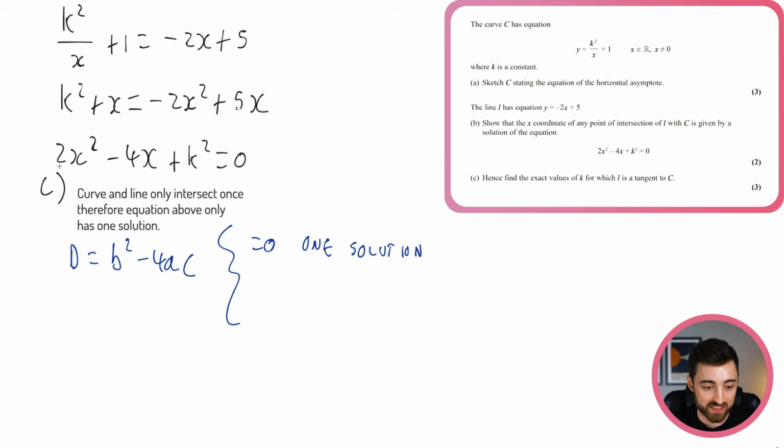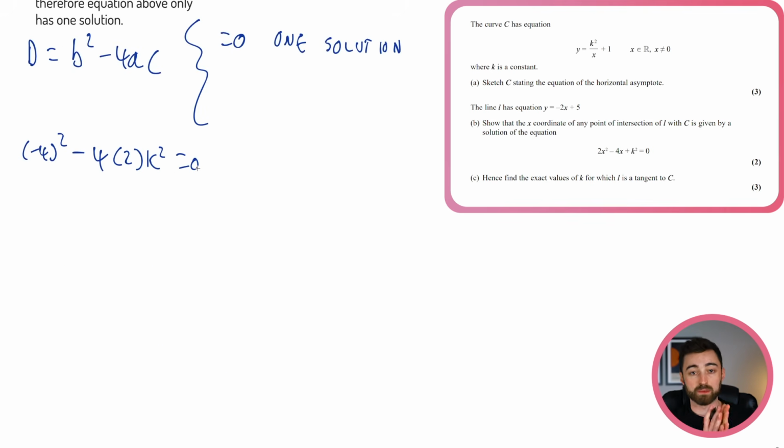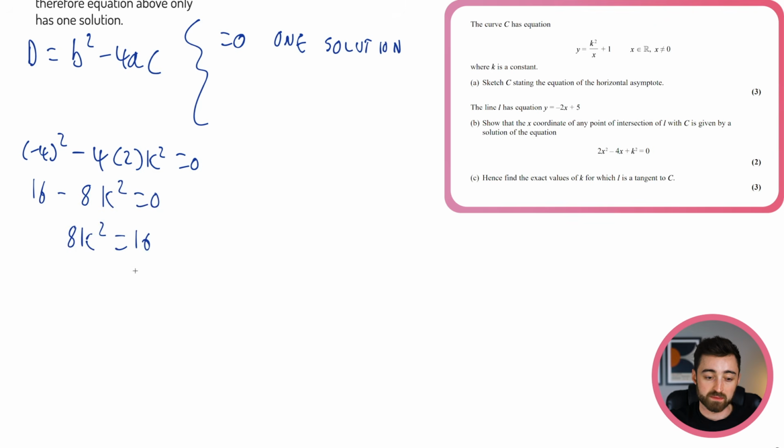Therefore, if I just take these here, this is going to be a, b, and c. Now I've got an equation on my hands that's just going to have k's in it. So b squared is going to be minus 4 squared, minus 4a, so 2, times c. That's equal to 0. Solve it. We should be laughing. So this is going to be 16, this is going to be minus 8k squared equals 0. Take the 8k squared over to the other side, divide by 8, and square root, which gives k equals plus or minus the square root of 2.